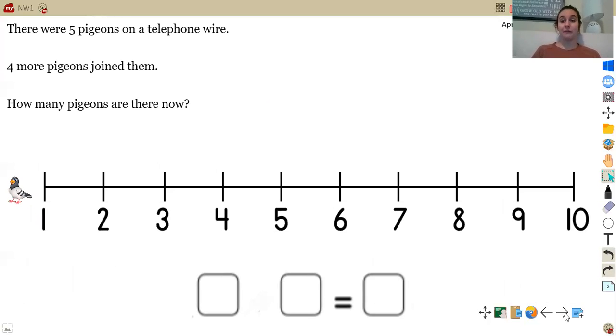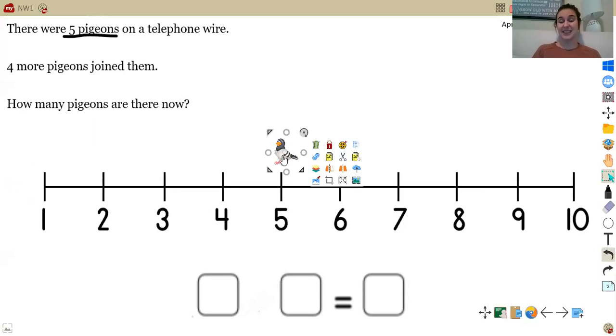So the first step in working with a number line is we need to know where are we putting our object. So let's read our problem again. There were 5 pigeons. So in the beginning of our problem, we learned that there were 5. So we need to move our pigeon to number 5 because that represents the 5 original pigeons.